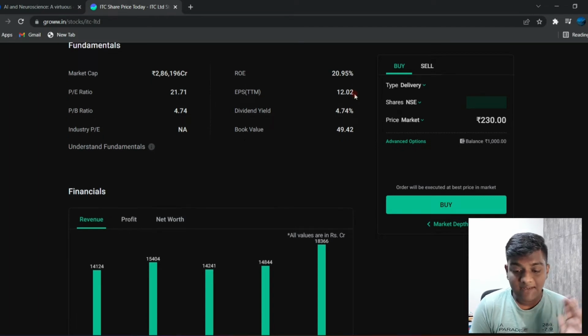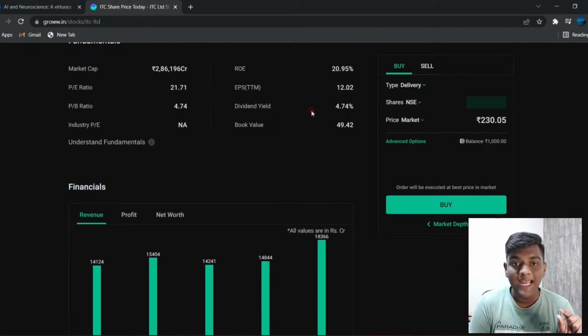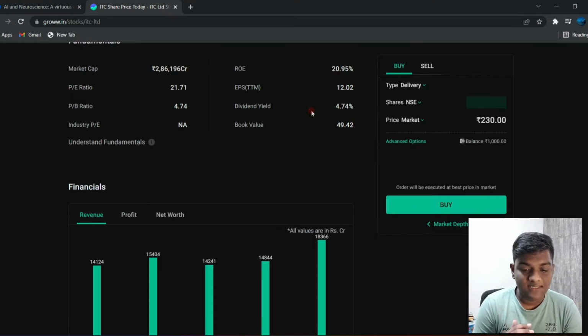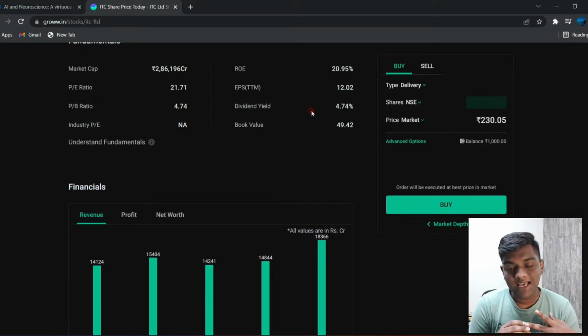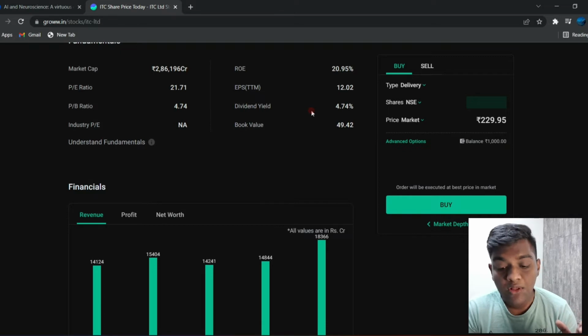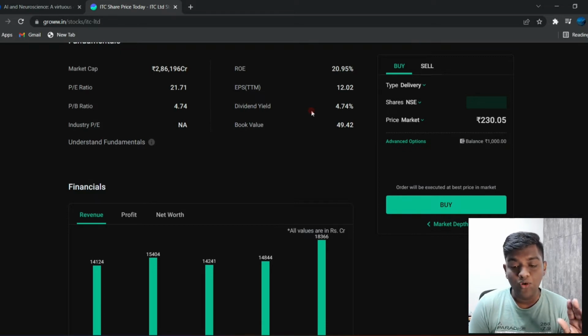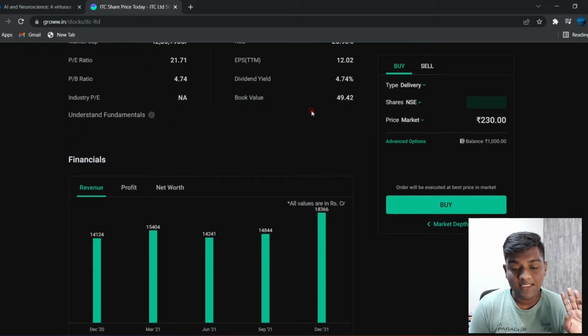And here comes dividend yield. This is the reason why the ITC stock price remains in the 200s. So when a business earns money, that is when the business is profitable, the company has two options. One is to reinvest their money in their business, the other is to give it to the shareholders as dividends. So ITC is hugely profitable and they don't need any major reinvestment now. So they have decided to give 4% every quarter to the shareholders.